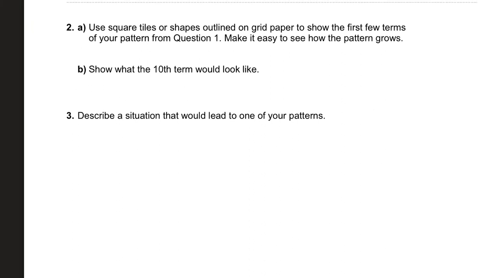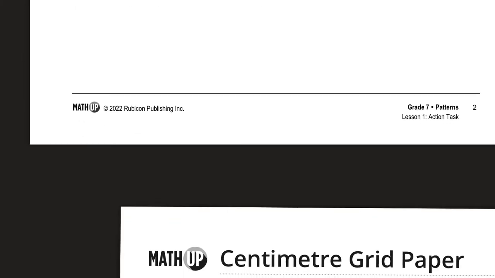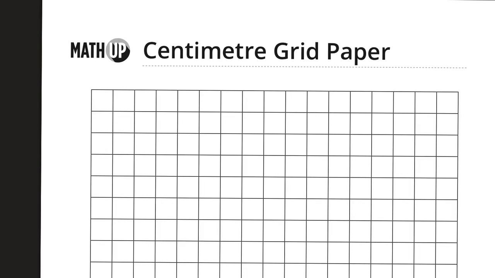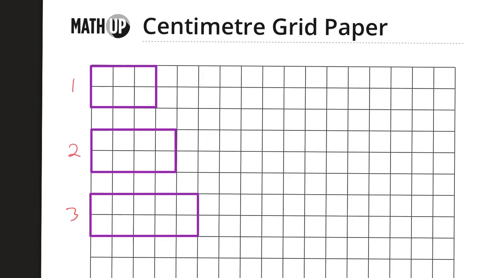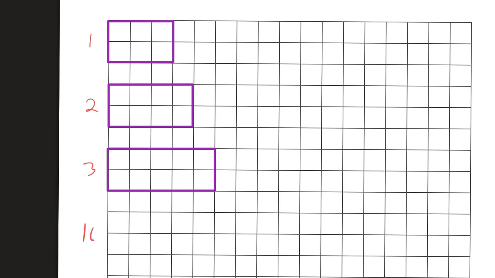It says, use square tiles or shapes outlined on grid paper to show the first few terms of your pattern from question 1. Make it easy to see how the pattern grows. Okay, let's get some grid paper. Now that we've got our grid paper, we can make our shapes. So here's our grid paper, and we can make our first shape be 6, and then our second term be 8, and our third term is going to be 10, and we should also label that these are our first, second, and third terms, and our 10th term should be right here, and we know that our 10th term has to be 24. So there we go.